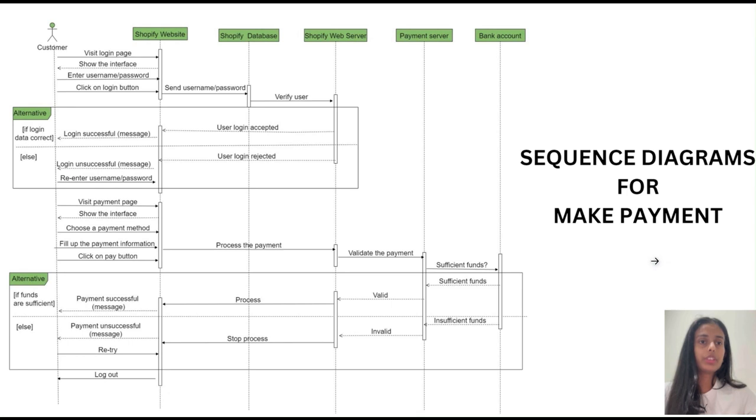Now let's move to the sequence diagram. This also we made for the make payment use case. We have customer as an actor, Shopify website, Shopify database, Shopify web server, and payment server, and bank account as entities. This dotted line shows the lifeline of this use case, and this is the activation bar, that shows how long it takes for a specific event to happen, like to log in.